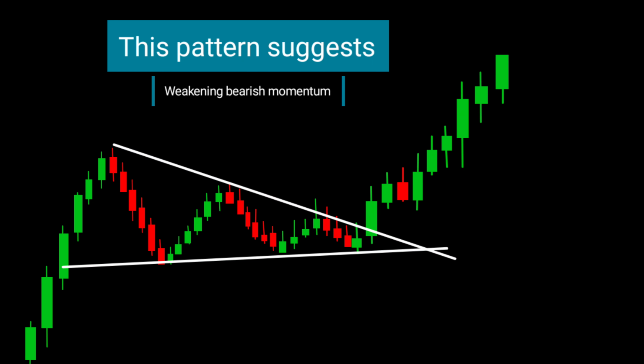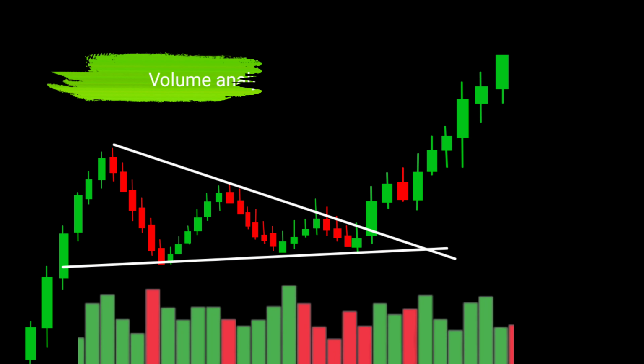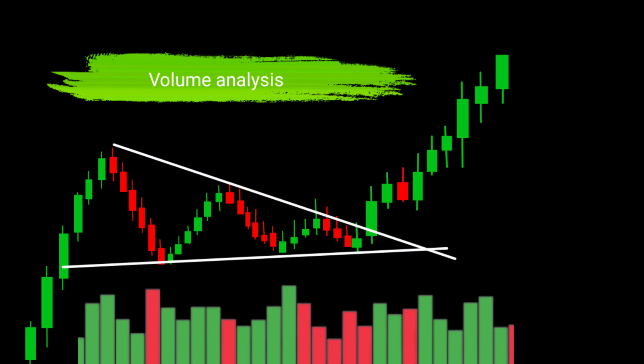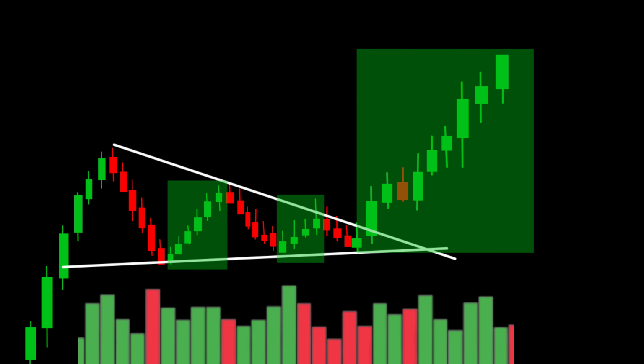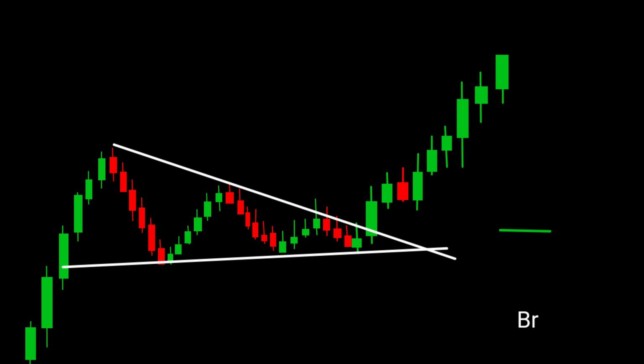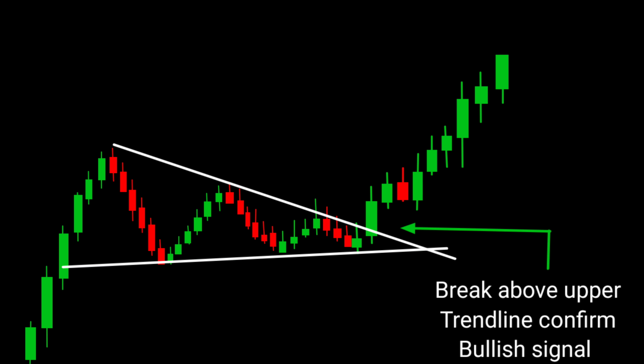One of the secrets of the falling wedge pattern lies in volume analysis. As the pattern forms, pay attention to decreasing volume, indicating diminishing selling pressure and potential exhaustion among sellers. This is a sign that buyers might be gaining control. Decisive breakout above the upper trend line confirms the bullish signal.